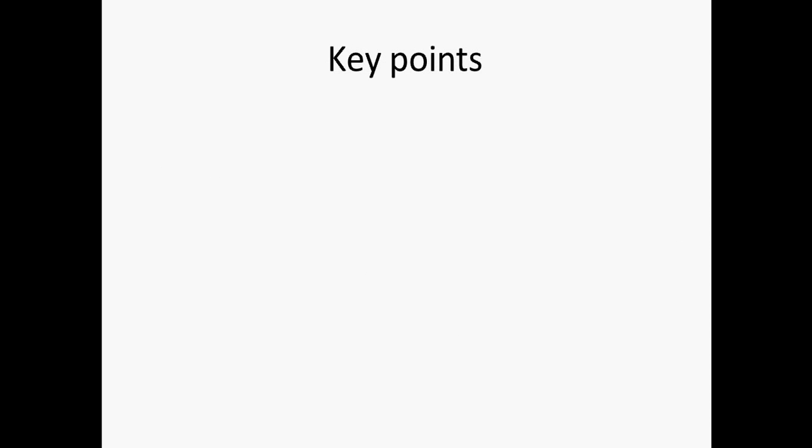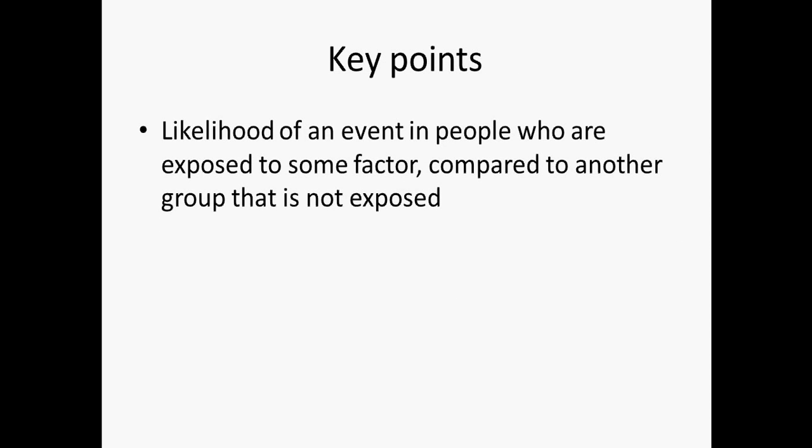Let's look at some key points of relative risk. Relative risk is a likelihood of an event, especially a disease, in people who are exposed to some factor compared to another group that is not exposed. This is the formula for relative risk: incidence in the exposed over incidence in the non-exposed.